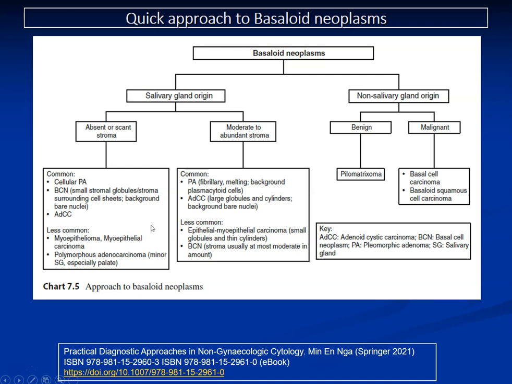So I will not read through every entity here, but you can see that if there is an absent stromal component, it's a little bit more tricky to actually define. So this usually ends up just being called SUMP, basaloid neoplasm. If there is stroma, then one can look at the nature of the stroma, for example, the classical fibrillary stroma, melting cells into the stroma, or large stromal globules and cylinders, in contrast, in adenoid cystic carcinoma.